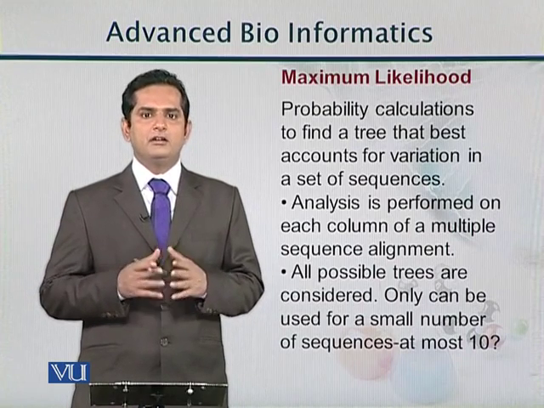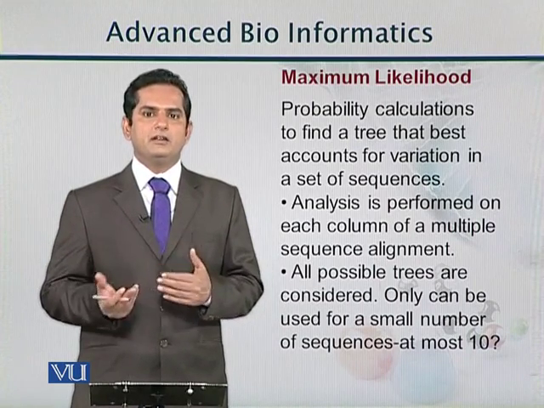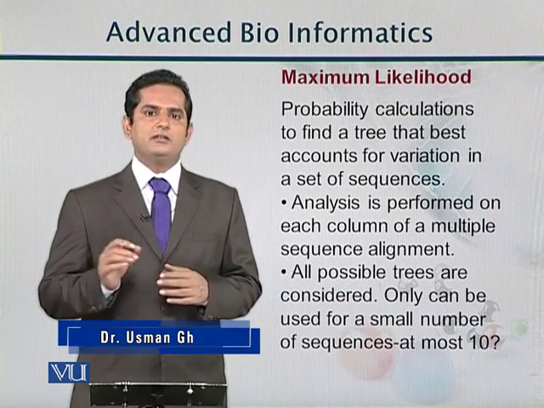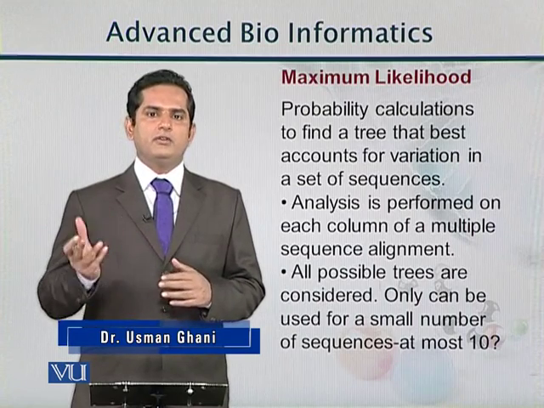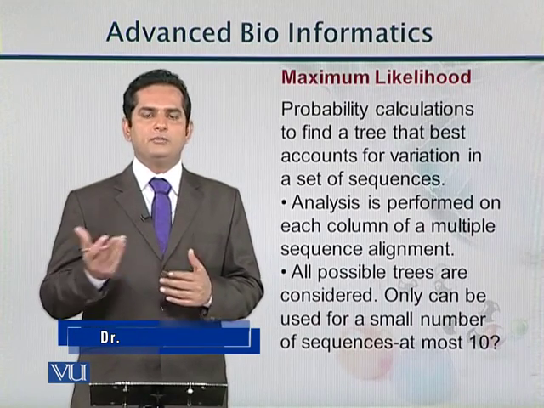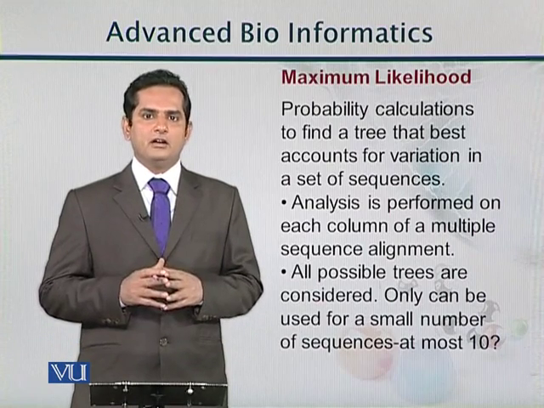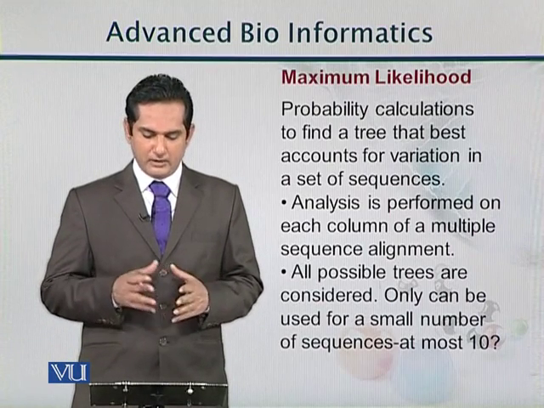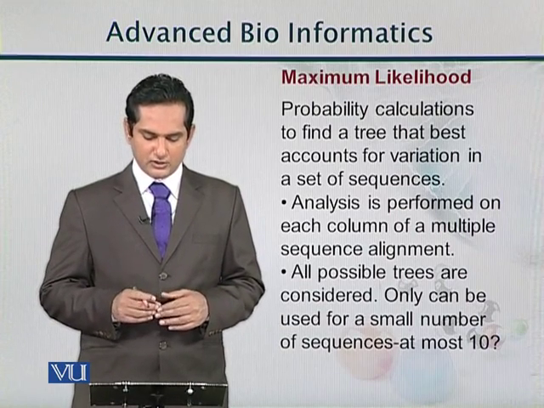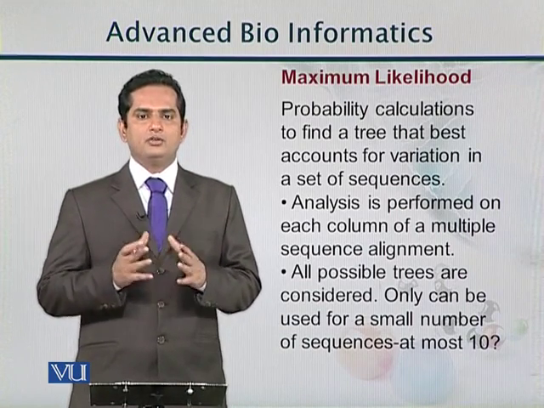So definition wise, basically it is a probabilistic model. Probabilistic model means कि इसमें हमारे पास probability की information होगी, यानी कि instead of using some specific values or constant values such as 0 and 1, we will use probabilities between 0 and 1 such as 0.1, 0.3 or any other value. So definition इसकी ये बनेगी, probability calculations to find a tree that best accounts for variation in a set of sequences. So what will it find out?